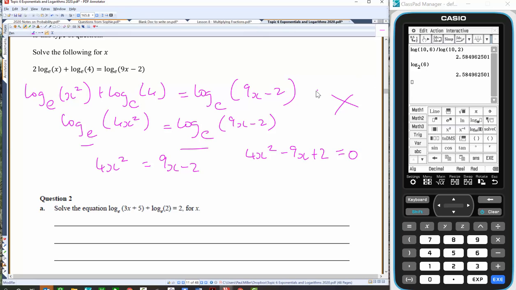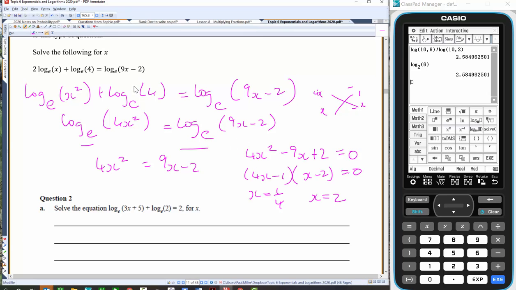So we've got... tell me I got it first time, did I? I think I did. 4x take 1, x take 2 equals 0. X is equal to a quarter, x is equal to 2.